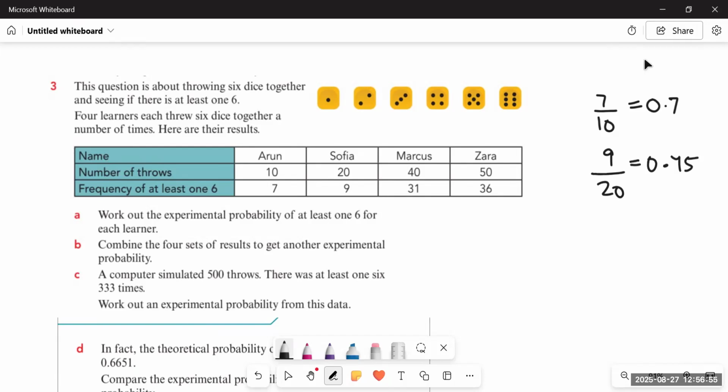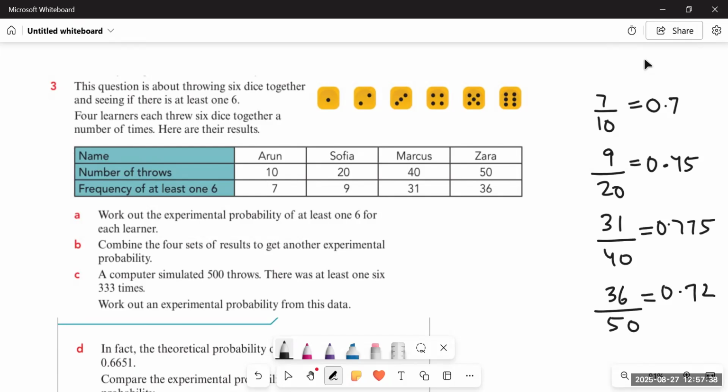And then for Marcus, it would be 31 by 40. If you multiply 31 by 2.5, you get 77.5% or 0.775. And for Zara, we have 36 by 50. The double of 36 is 72. It means Zara has 0.72 or 72% experimental probability of having at least one 6 while throwing the dice together.